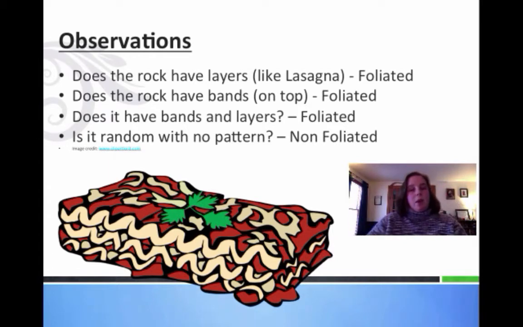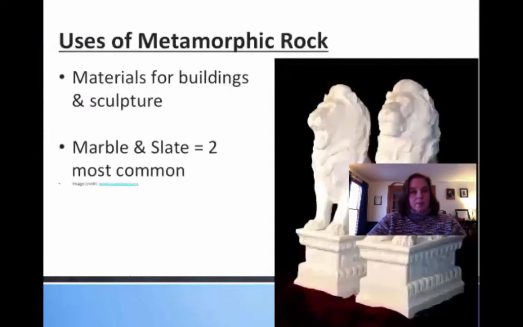So let's talk about observations when you are looking to decide between a foliated and a non-foliated rock. How do you know? Well, first of all, does the rock have layers? And when I'm talking about layers, I'm talking about like lasagna. So when you eat lasagna, you know how you have the tomato sauce and the noodles and the meat, right? And those go on top of each other. That's exactly what a foliated rock looks like. Now, does the rock have bands on top? And this one that I was showing you here actually has bands on top. Or is it random with no pattern? And in that case, it's going to be a non-foliated rock.